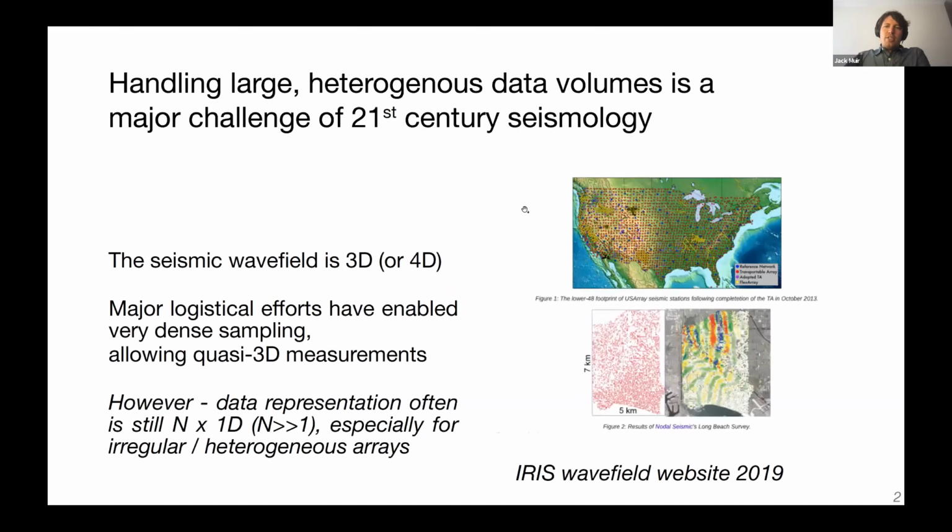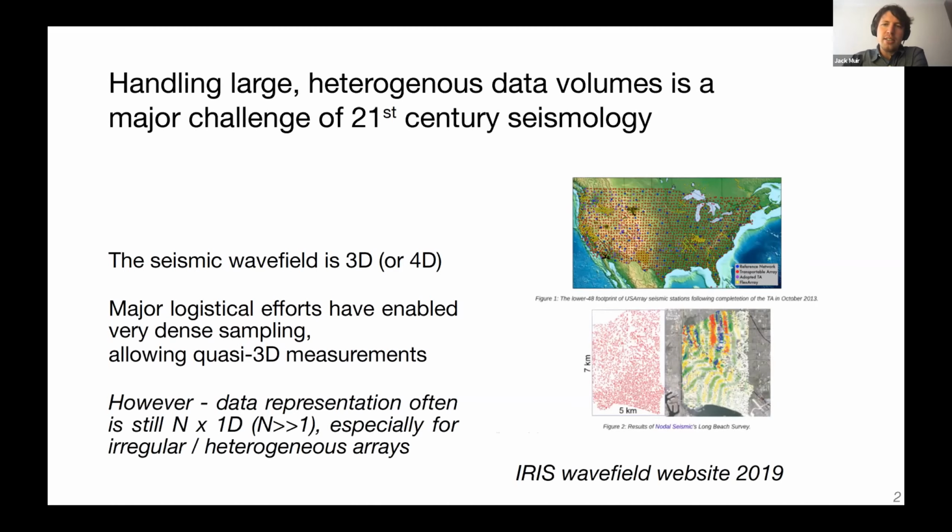So the underlying motivation for this talk on wavefield reconstruction is the idea that handling large and especially heterogeneous data volumes is going to be a major challenge of 21st century seismology. Over the last decade especially, we've seen this great proliferation and extremely dense acquisitions of seismic data.